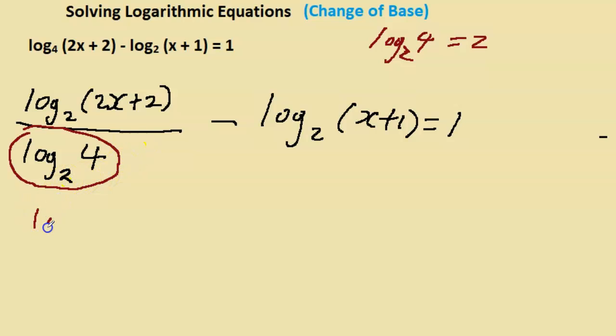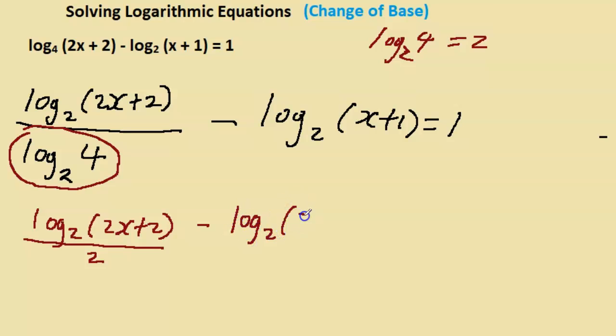So let's rewrite. So this is log 2x plus 2. So the denominator here is 2. That's what log 4 base 2 is. Minus log x plus 1 is equal to 1. Now, what do we do now? Of course we need to get rid of this denominator here. So we multiply each term by 2 to get rid of the fraction here.